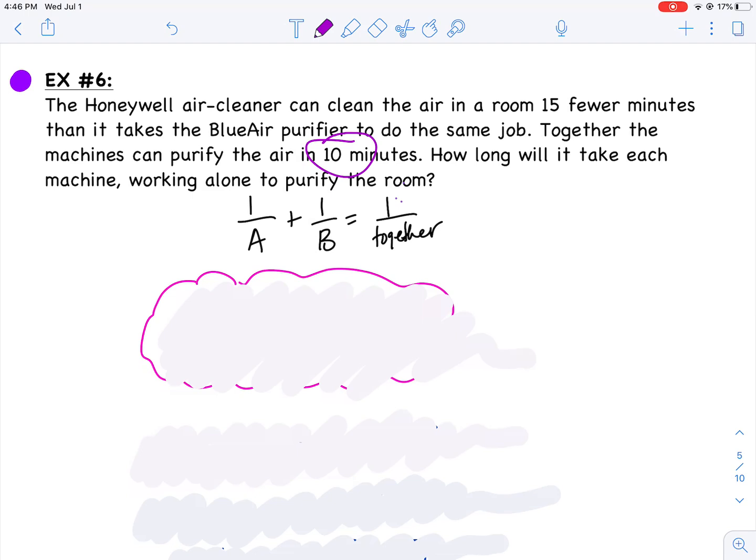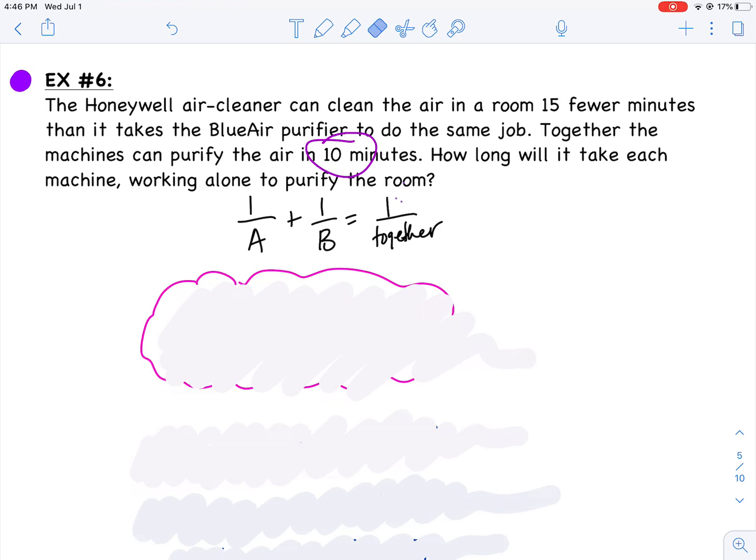Now we still have the same kind of formula that we can set up the work problem with. We have the time it takes for the Honeywell air cleaner plus the time it takes for the blue air purifier equals the total time it would take for them to do it together. All right, let's plug in our information.